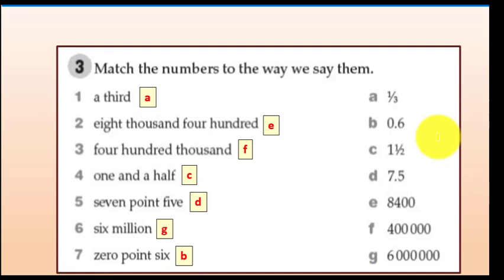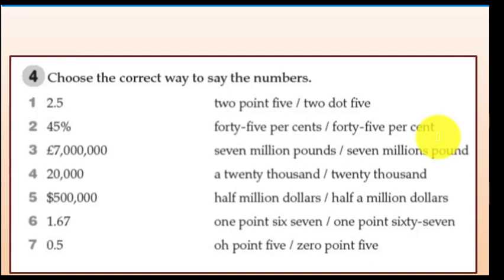Okay? Now, in the next task, which is number 4, it's the same, but we have the numbers first, then we have the way we say them. You have 2 options. You need to choose the correct option. Please look carefully at the numbers. Then choose the correct option that represents how we say this number. You can start, please. I'm going to give you 2 minutes. Okay, start please.